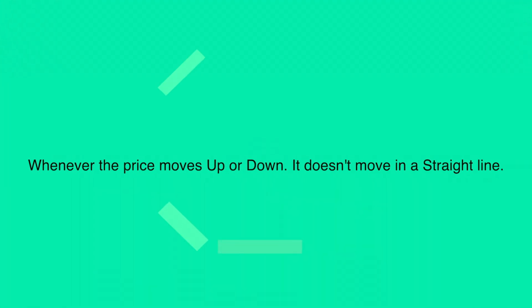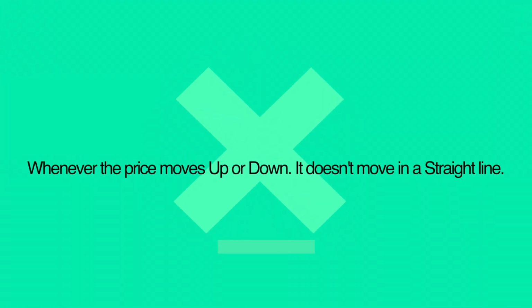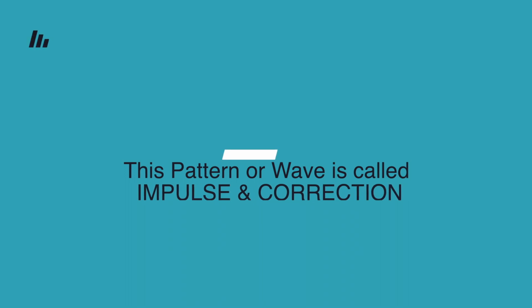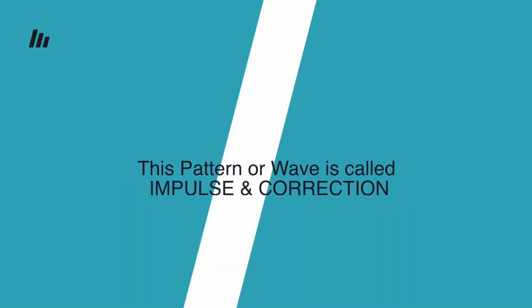Whenever the price moves up or down, it doesn't move in a straight line. It moves in a form of highs and lows, and these highs and lows are formed in a certain pattern or waves which help us to understand the price in a better way. And this pattern or wave is called impulse and correction.